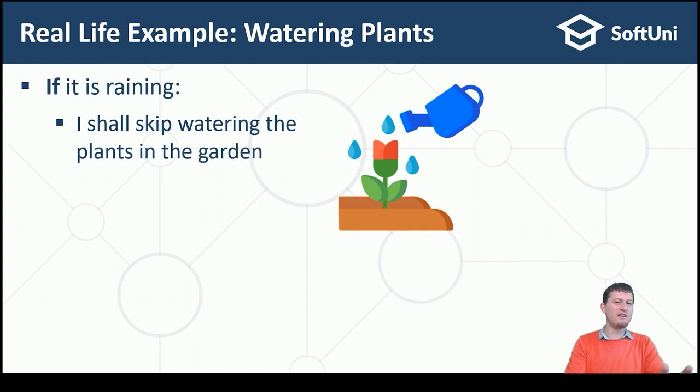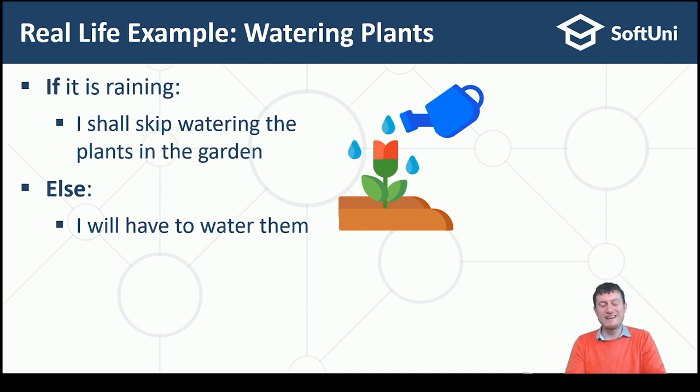In real life, we may have a garden where plants are located, and sometimes we need to water them. But if it is raining, I don't need to water the plants in the garden because there is rain already. But if it is not raining, otherwise, I will have to water them. So in case it is raining, I will do nothing. Otherwise, if it is sunny, for example, I will need to water the plants.